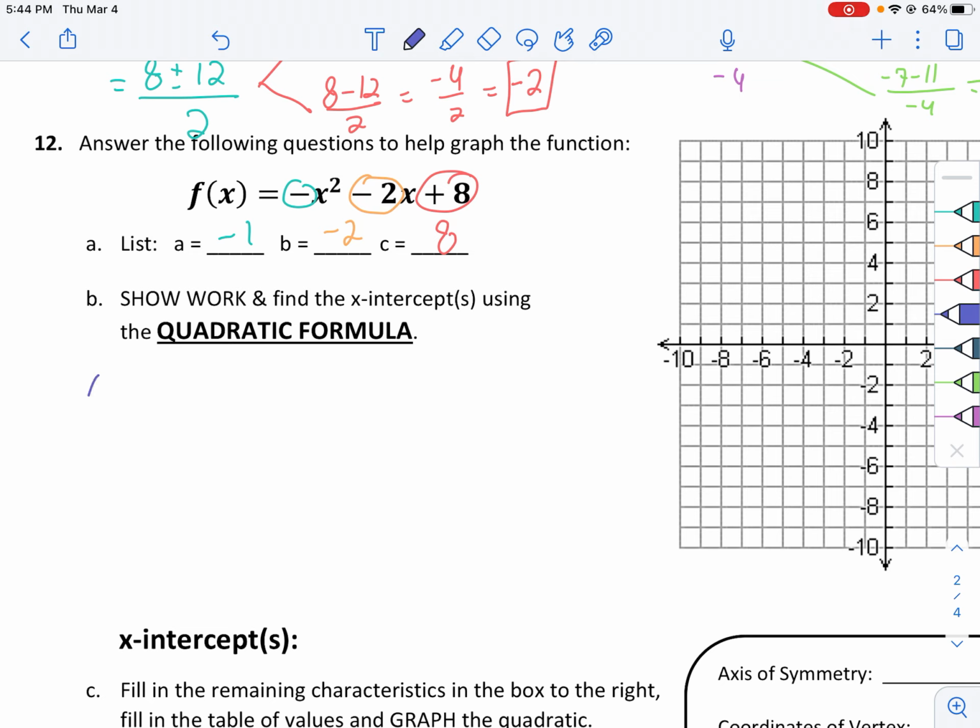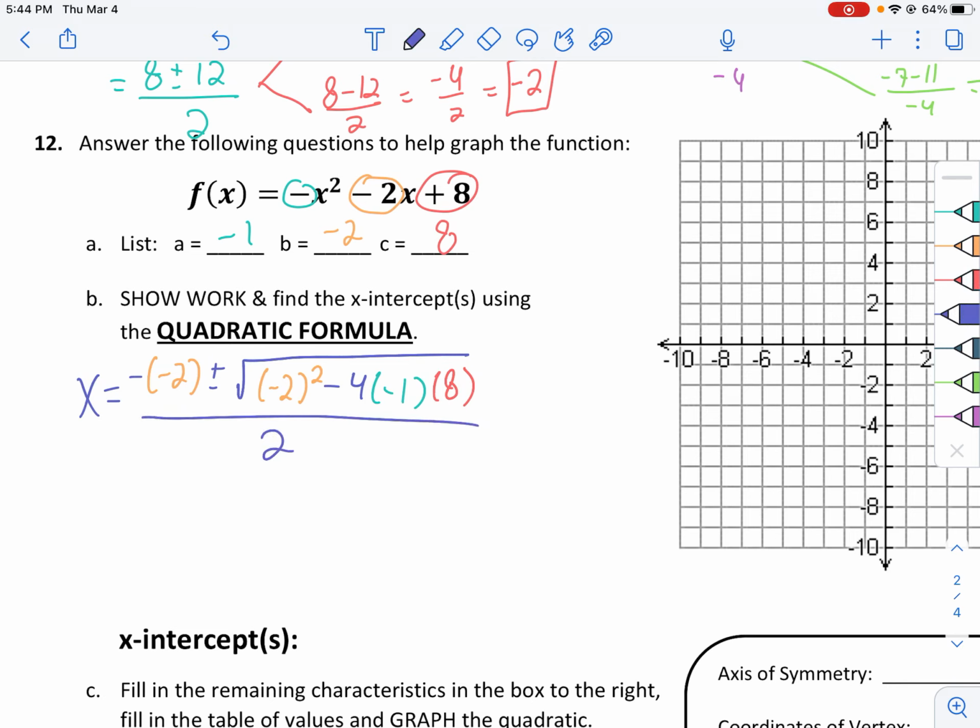So again, we have x equals the opposite of b, so negative of negative 1, and then plus or minus the square root of b squared. Hopefully you caught that, b is negative 2, so it should be negative negative 2, plus or minus the square root of b squared, so negative 2 squared, and then that's minus 4 times a, which a is negative 1, times c, which is 8, and then all of this is divided by 2 multiplied by a, which is negative 1. So then now we need to simplify this, right?